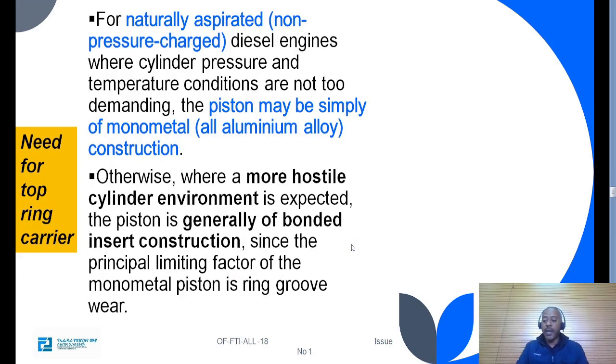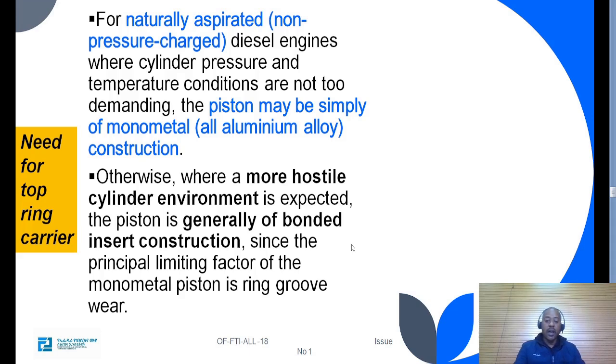Need for top ring carrier. For naturally aspirated, which means non-pressure charged, diesel engines, where cylinder pressure and temperature conditions are not too demanding, the piston may be simply of monometal, which means all aluminum alloy construction.